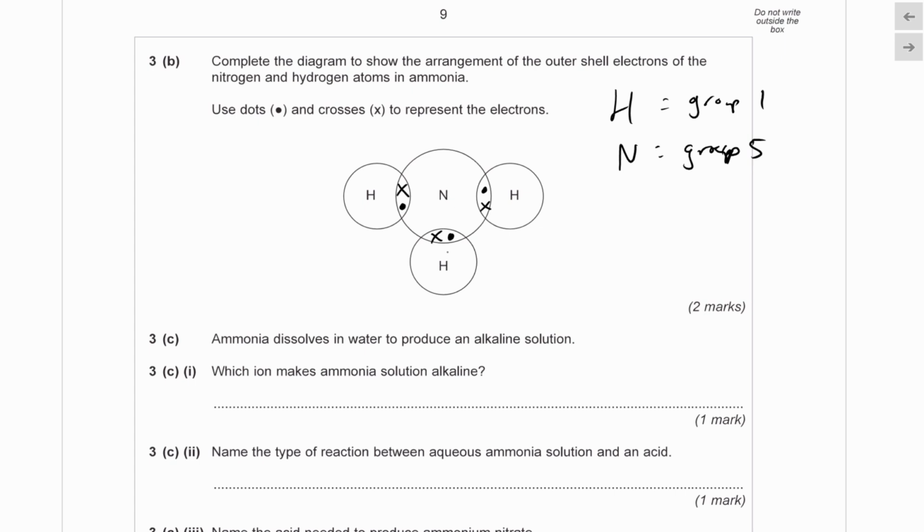But nitrogen here, we've only added 1, 2, 3 dots to this diagram, and nitrogen has 5 electrons, and so I'm going to draw the 2 extra ones up here. And now nitrogen also has 8 electrons in its outer shell, and that is perfect.